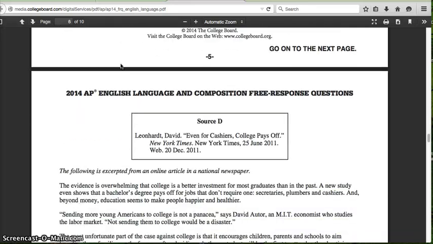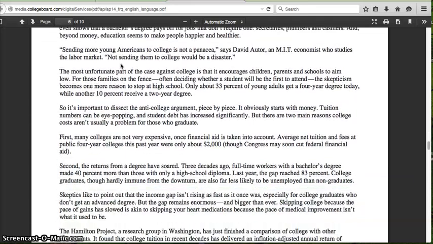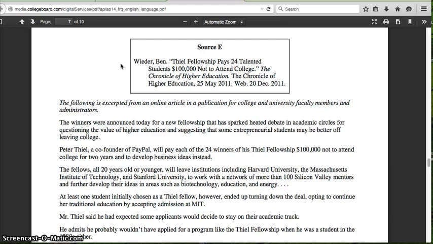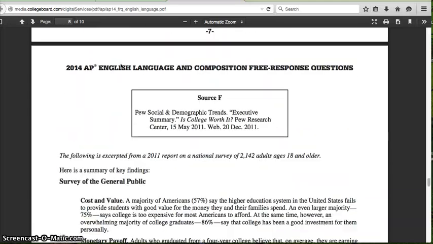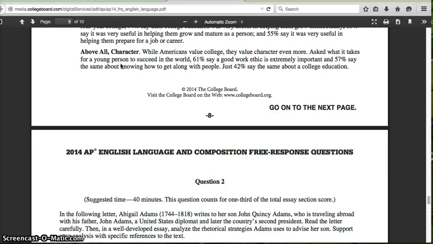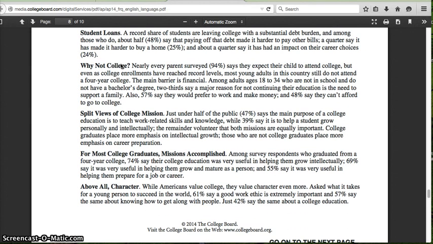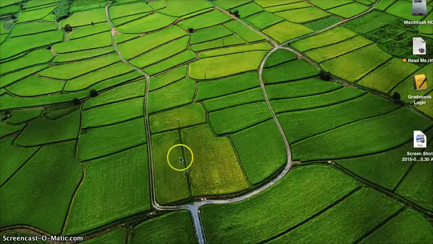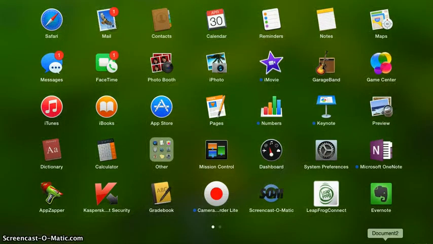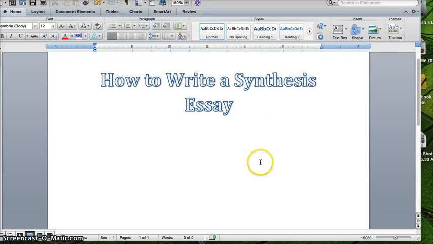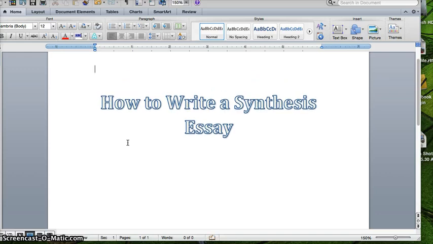Do the same thing for source D, source E, and source F. Okay. After you've finished going through your sources, in general, that should probably take you about 15 minutes. You will want to resume with your planning of your essay. So you will want to figure out what it is that you want to talk about.